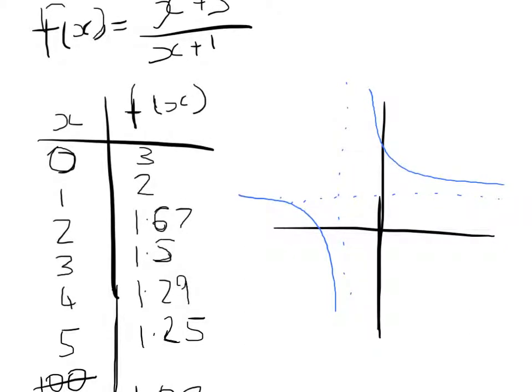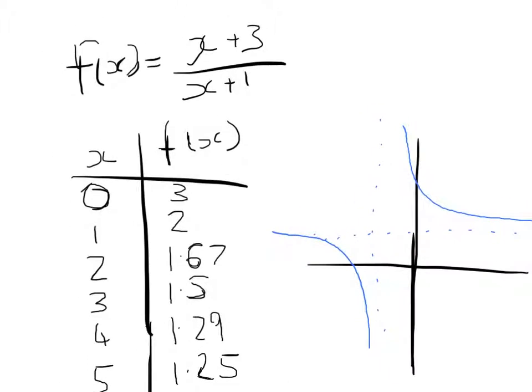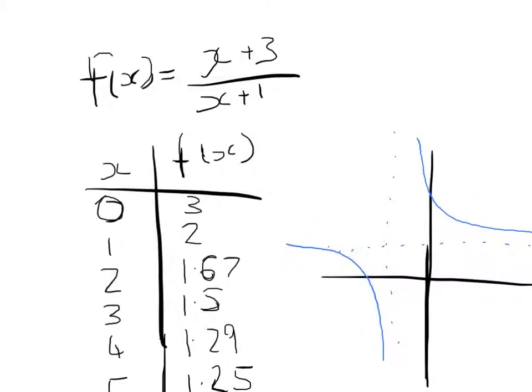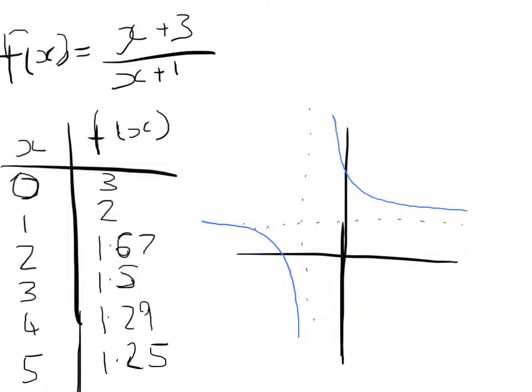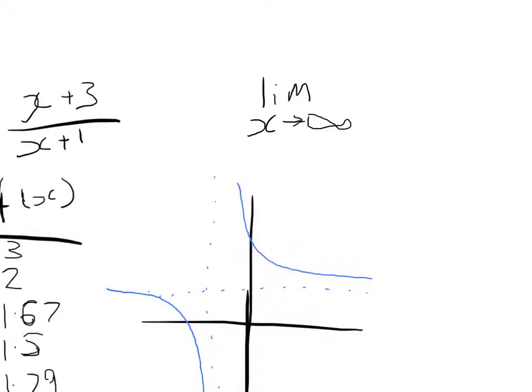All right. So what we can see is that the limit as x approaches infinity of x plus 3 over x plus 1 equals 1. It's going to keep on getting closer and closer and closer to 1.